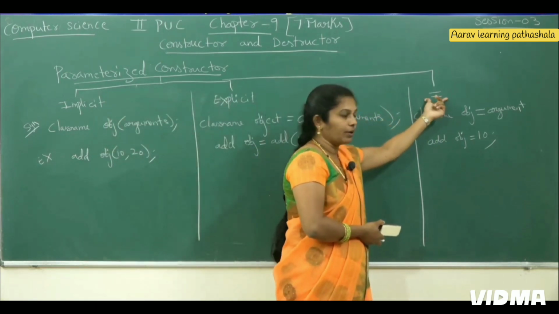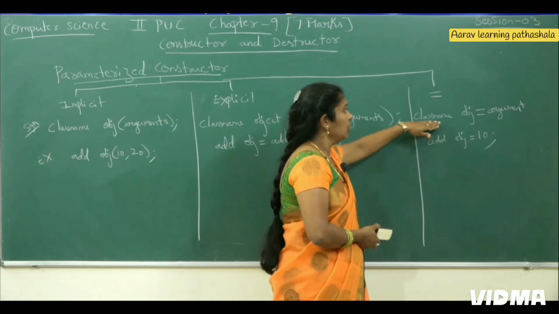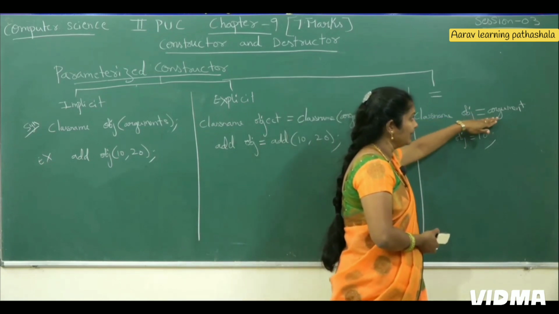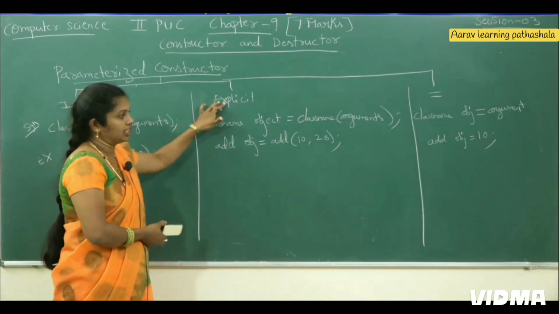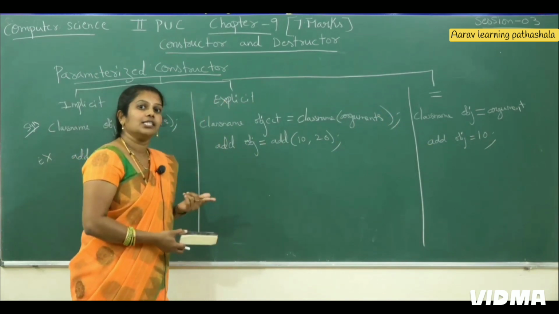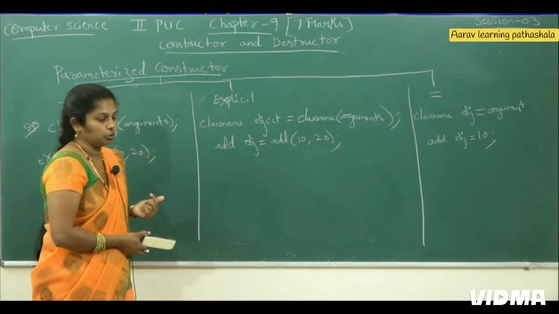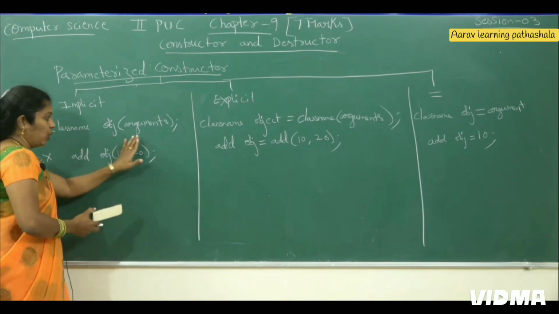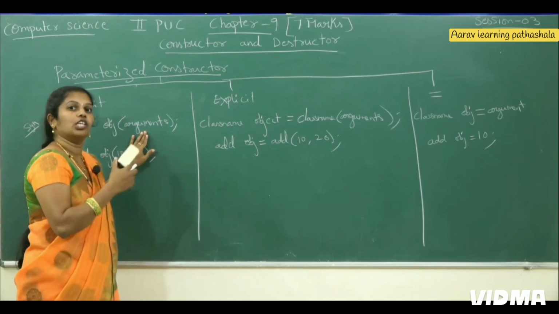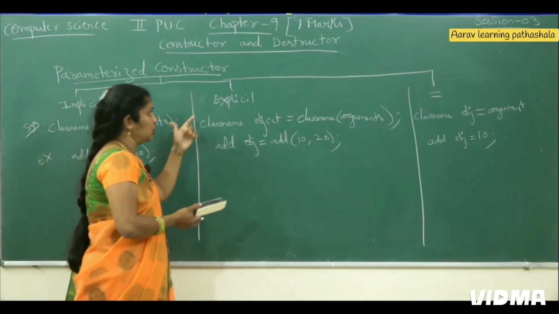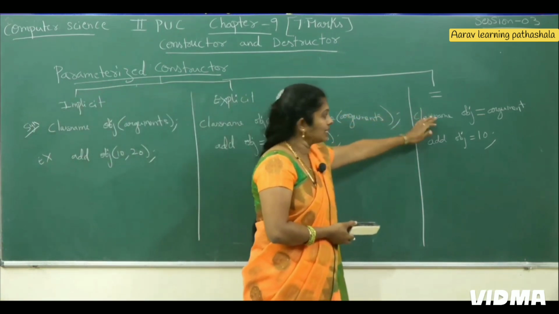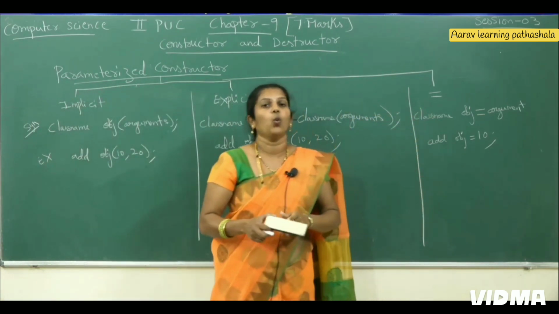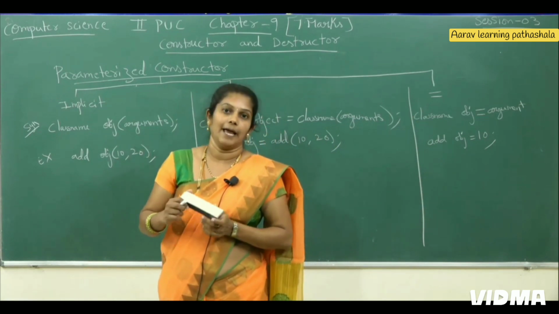We can also call it by using assignment operator, that is class name, object, then equals argument. In these two cases, implicit call and explicit call, we can pass more than one argument, more than one value. If you want I can pass only one argument, or more than one also, in these two cases, both in implicit as well as in explicit. But in the last case, only one argument we can pass at a time.